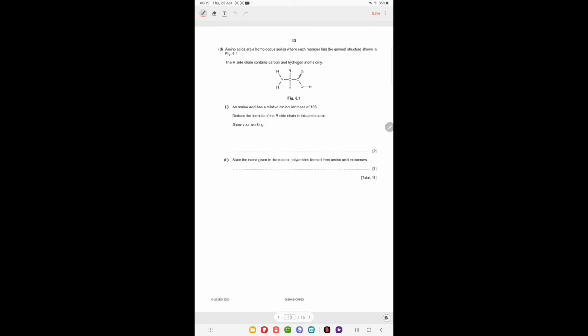Next, amino acids are a homologous series where each member has the general structure shown in the figure. The R side chain contains carbon and hydrogen only, this side chain. An amino acid has a relative molecular mass of 103. Deduce the formula for the R group. You can do it very easily. You can just subtract the mass of all of these things from the total mass. So the total we have is 103.